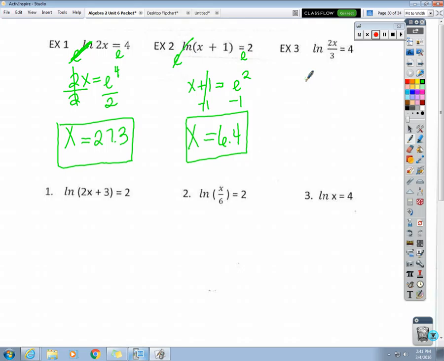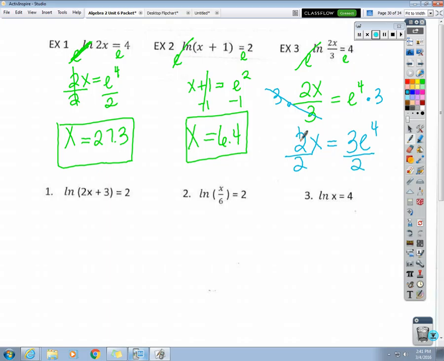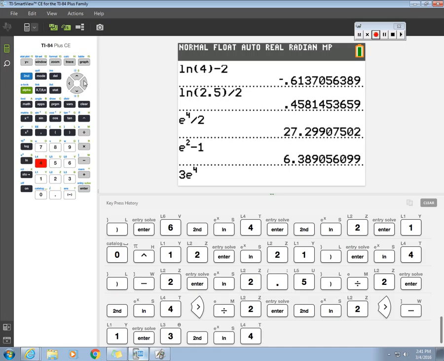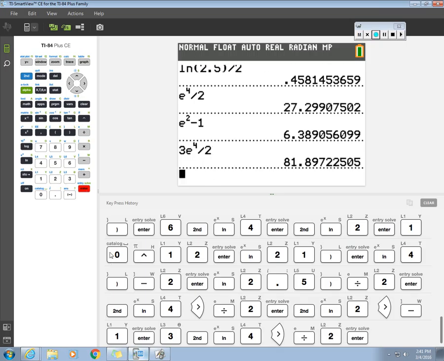Okay, the last one. E raised to the ln of 2x over 3 equals e to the 4th. Those cancel each other out, leaving just 2x over 3 equals e to the 4th. Now to solve for x, I start by multiplying by that 3 on both sides so that I can cancel it over here. Now I have 2x equals, isn't that basically just 3e to the 4th? Now I divide by 2, and so I just type it in. Okay, watch me type it in. 3e to the 4th power, all divided by 2. 81.89, so 81.9.